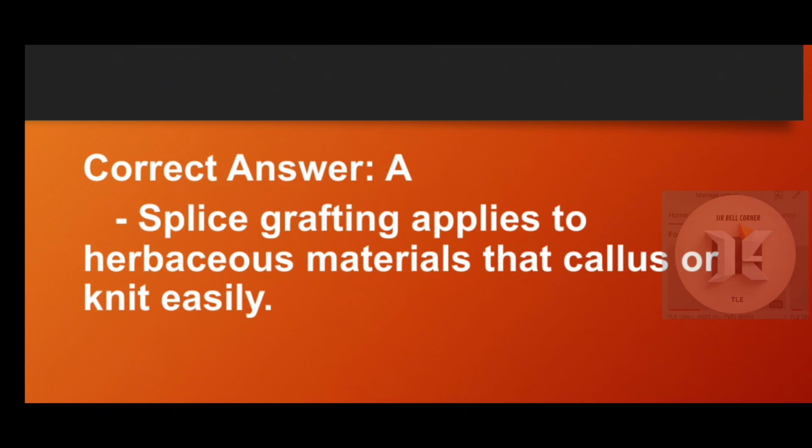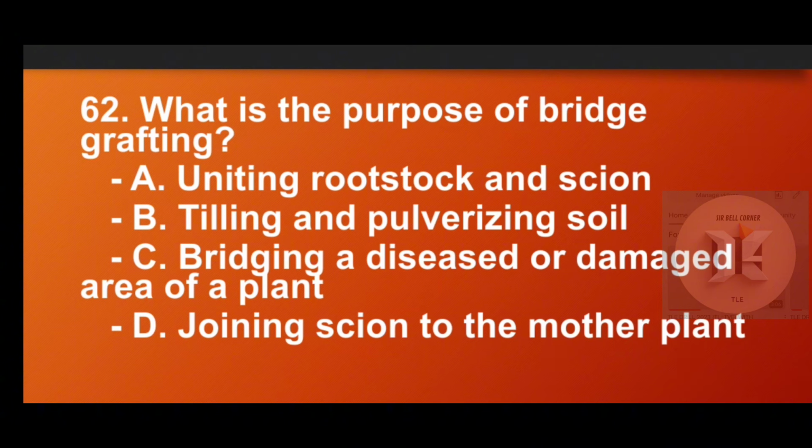Correct answer. A. Splice grafting applies to herbaceous materials that callus or knit easily. 62. What is the purpose of bridge grafting? A. Uniting rootstock and scion. B. Tilling and pulverizing soil. C. Bridging a diseased or damaged area of a plant. D. Joining scion to the mother plant.